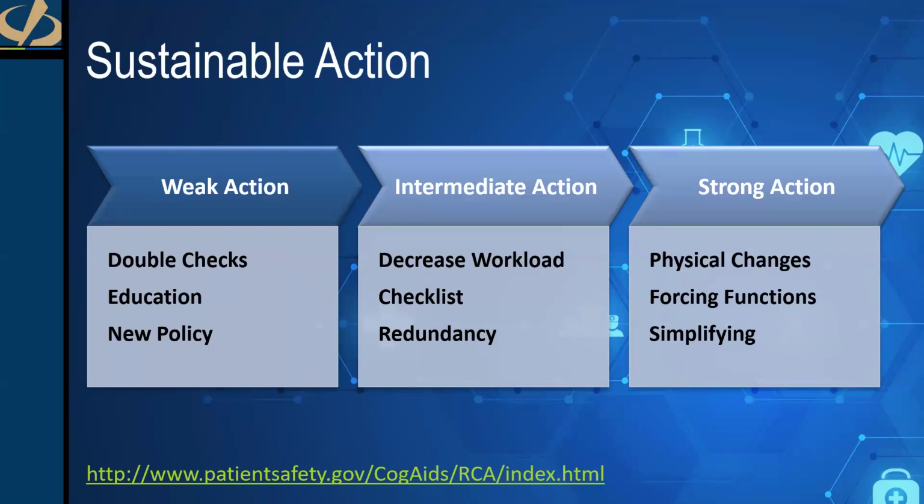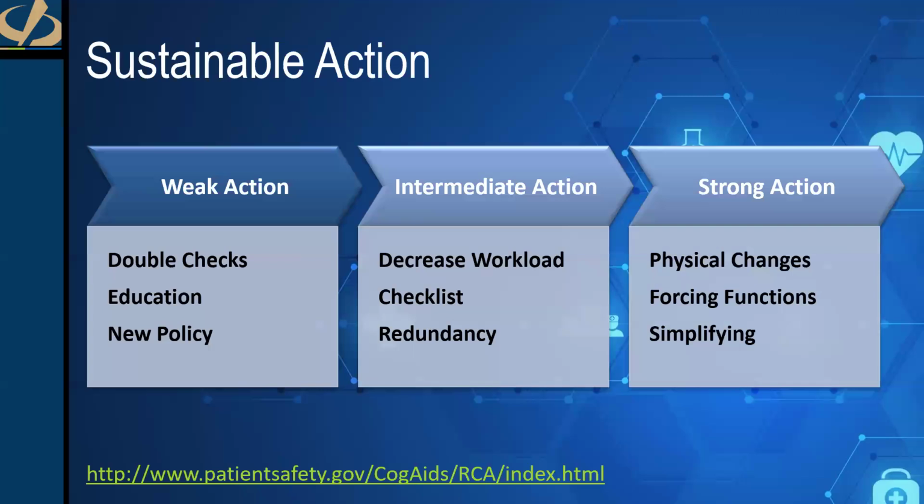Weak actions like relying on memory or adding a policy are short-lived. Intermediate actions like using checklists provide some support but still depend on human effort. Strong actions, on the other hand, redesign processes to prevent errors. Think physical changes, forcing functions, or simplified workflows. Prioritize these strong actions for lasting, meaningful improvement.